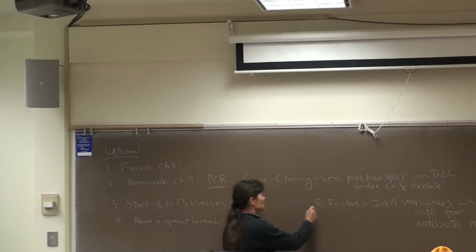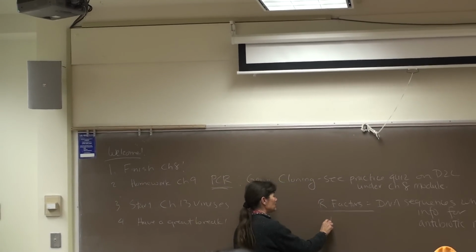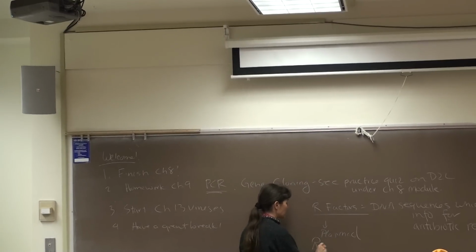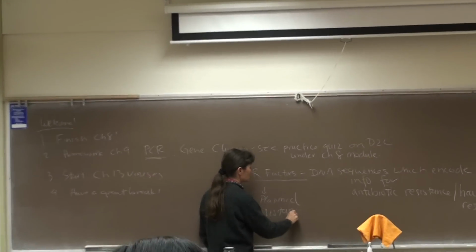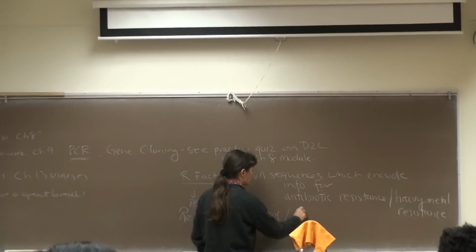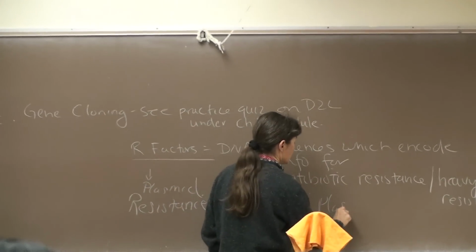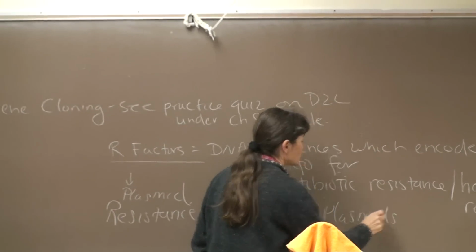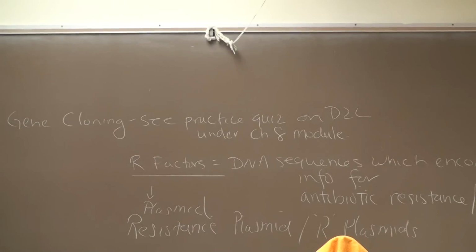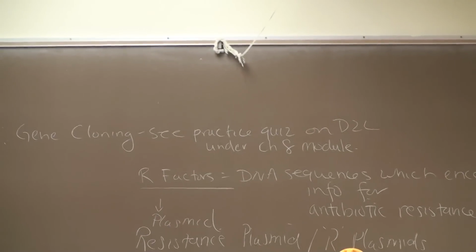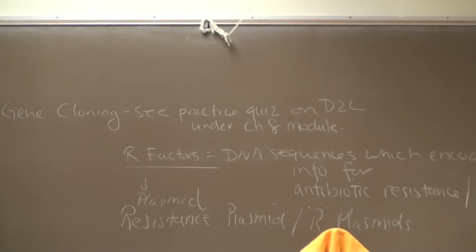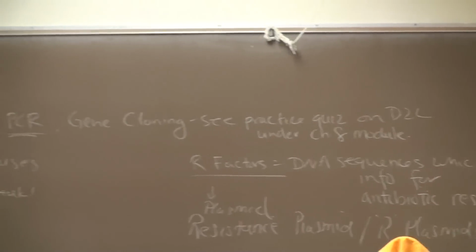So these R factors may be found on a plasmid, in which case the plasmid would be classified as a resistance plasmid, or an R plasmid. And what's very disturbing is that these R plasmids may carry genes for resistance against multiple classes of antibiotics. So an R plasmid may carry resistance genes for 4, 5, 6 different classes of antibiotics. And even more disturbing is often you get a combination.